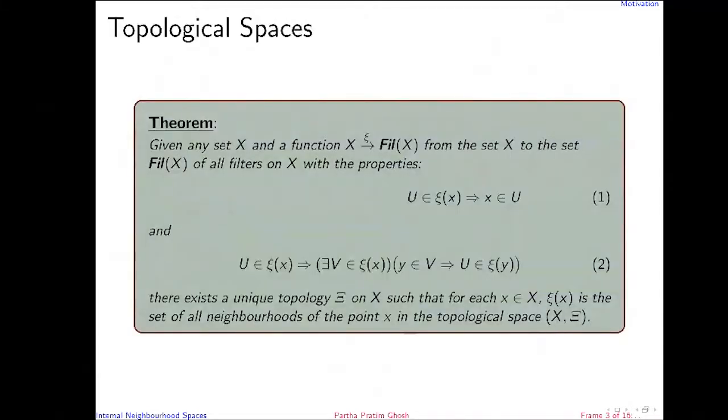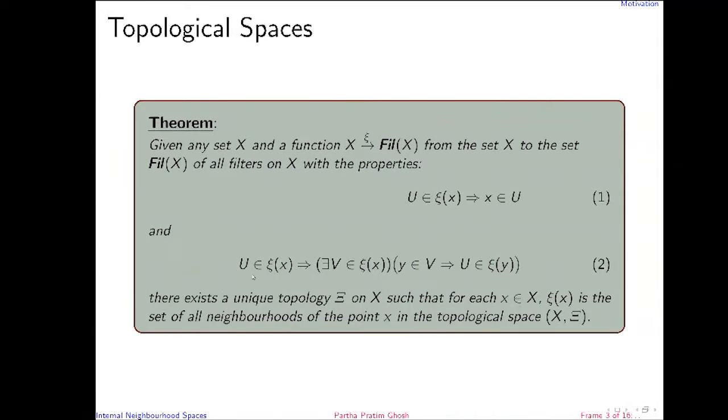Let's look into topological spaces. A topological space is alternatively given by a function on a set X to the set of filters and satisfies these two properties, 1 and 2. The first property is very simple. If we start to think of these filters xi x as neighborhoods of X, then if U is a neighborhood of X, then U should contain X. That's a very natural condition.